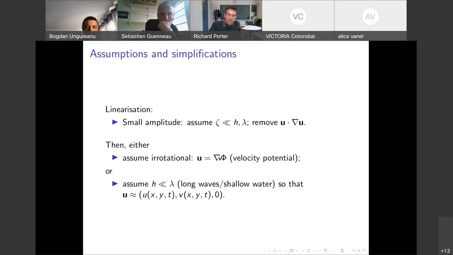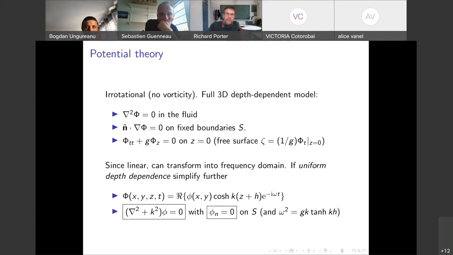So let's see how these things play out when I put these assumptions into the previous slide. I'm going to have two cases. This is my first case, my potential theory, where I assume that I've got no vorticity, so no turbulence in the flow. Then my equations reduce to Laplace's equation in the fluid, so that's a three-dimensional Laplace's equation, Neumann boundary conditions on the potential on the fixed boundaries, and then the surface of the flow, which contains the driving force, which is gravity, looks like this.